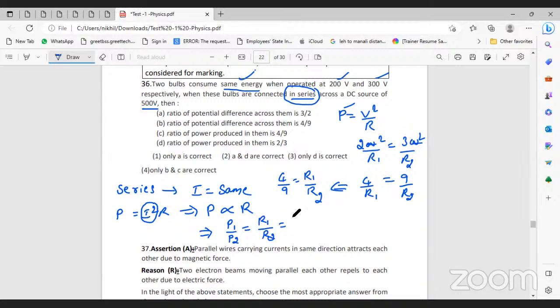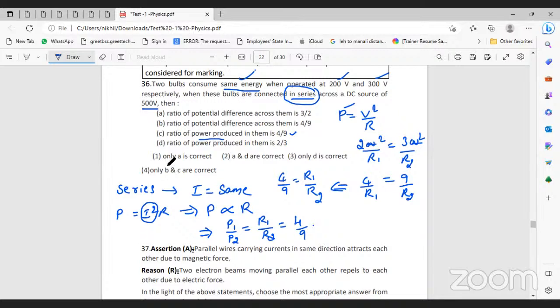What is R1 by R2? R1 by R2 is 4 by 9. So the power produced in them is 4 by 9. This is correct. But the other two is potential difference, no?